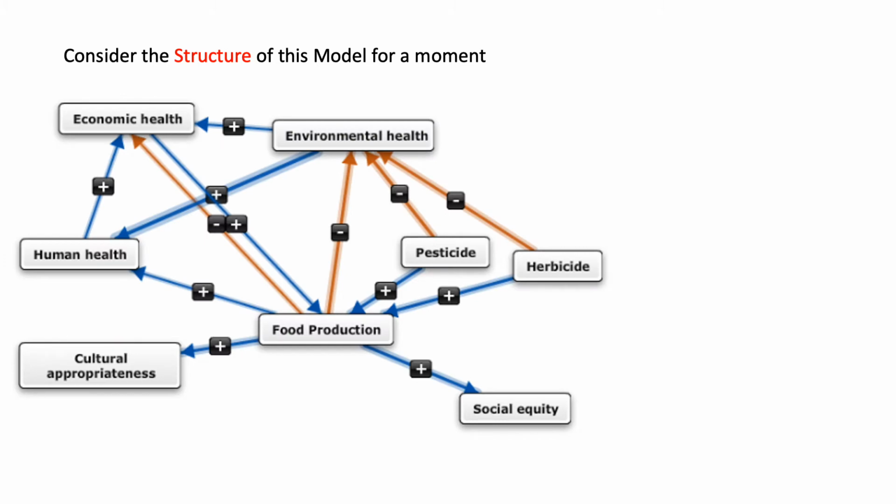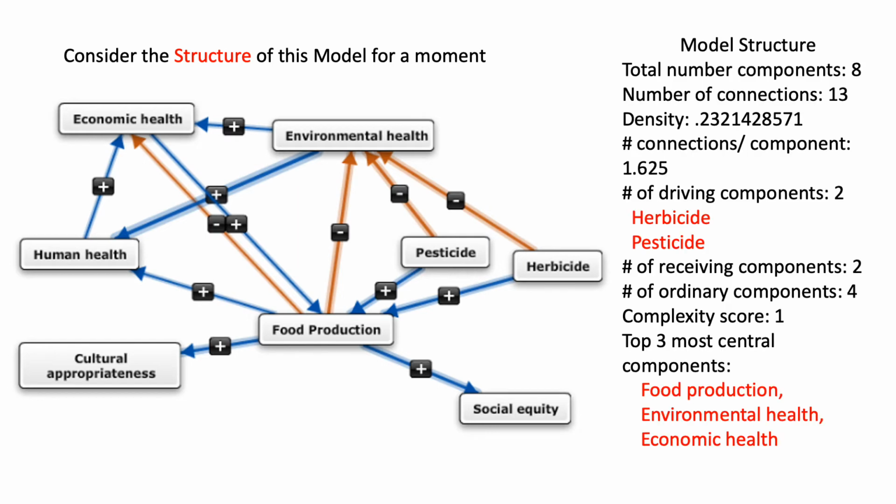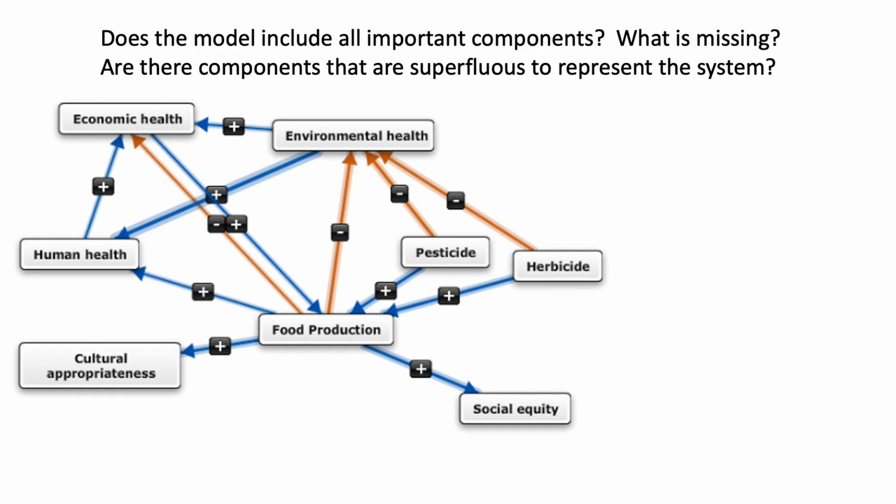Consider the structure of our exemplar model for a moment. The model structure, we can think about it in many ways. We can think about it in the total number of components, the number of connections, the density, the ratio of connections to components, the number of driving components, the number of receiving components, ordinary components, our complexity score, and our top 3 most central components: food production, environmental health, and economic health. When we're evaluating our model structure based on these criteria, we can think about, does the model include all the important components? If not, what is missing? Are there components that are superfluous to represent the system?